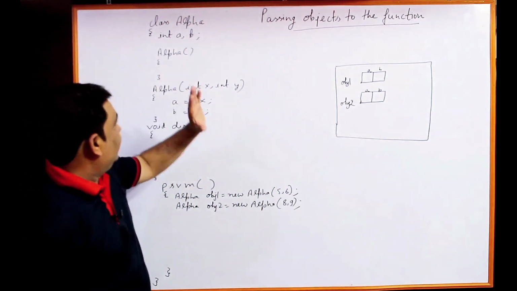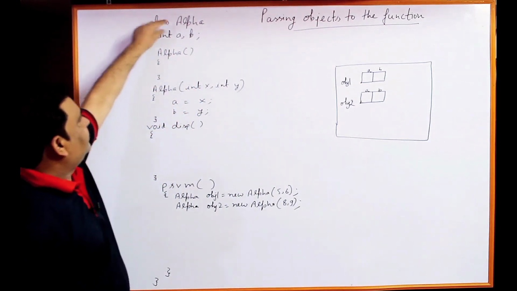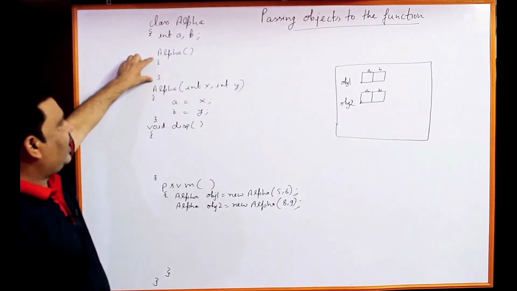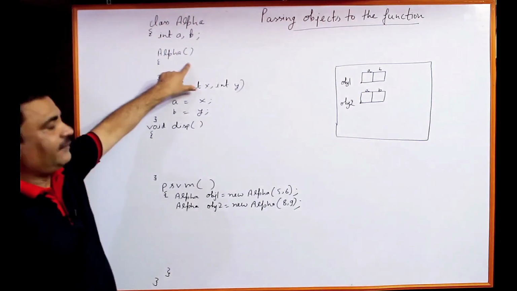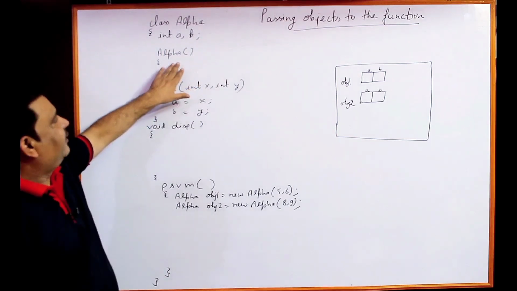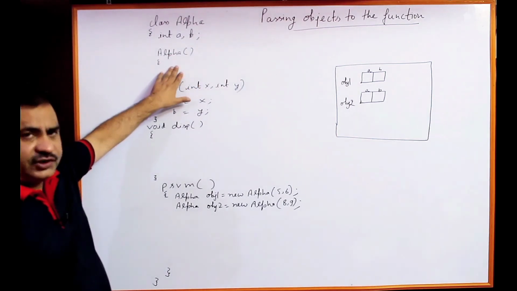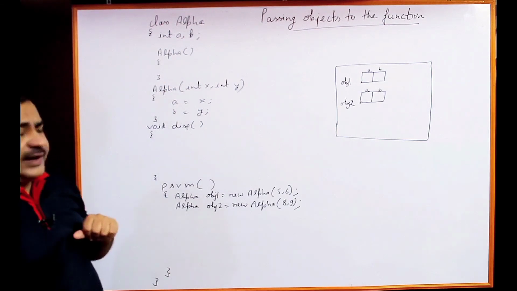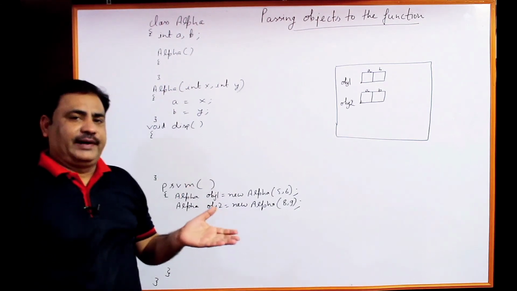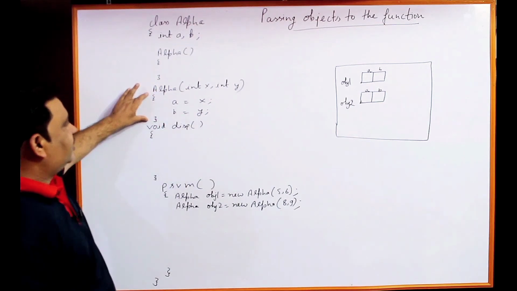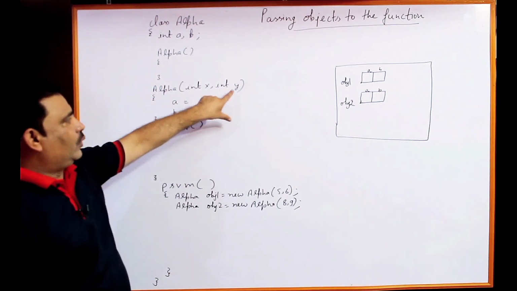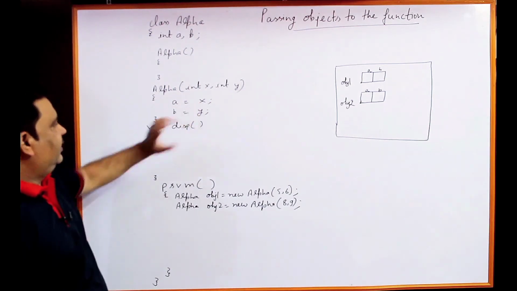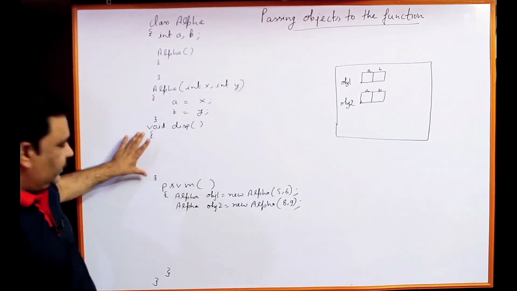Here one class is here, class name same alpha, two data members A and B. This is the default constructor, empty, nothing I have written. So automatically by default the value of A and B will be 0. Even if you do not initialize any variables, it will take the default values. This is the parameterized constructor, two parameter variables x and y, A and B will be initialized by x and y. This we will make afterwards.